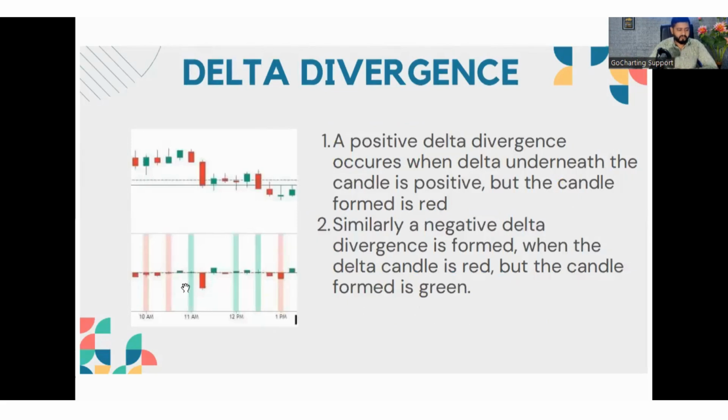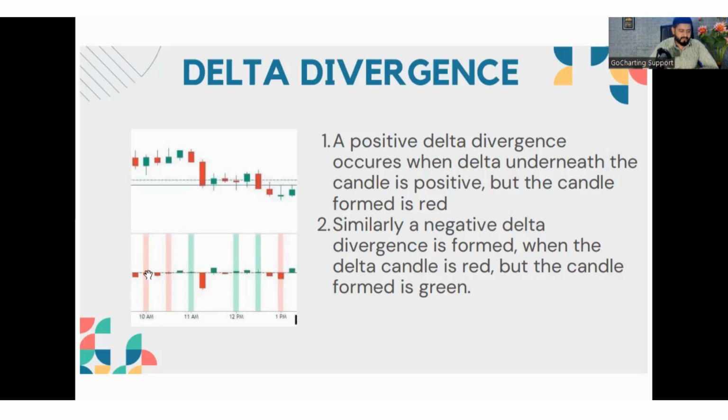Okay, now here if you see, a positive delta divergence occurs when the delta underneath the candle is positive but the candle formed is red. Okay, now you see here, can you see this one? Here the delta formed is green but the candle formed is red. Okay, so what is happening here? See, there are more number of buyers. So if the buyers are more, why is the candle going to the red side? Okay. Then similarly, a negative delta divergence is formed when the delta candle is red, but the candle formed is green. Okay.